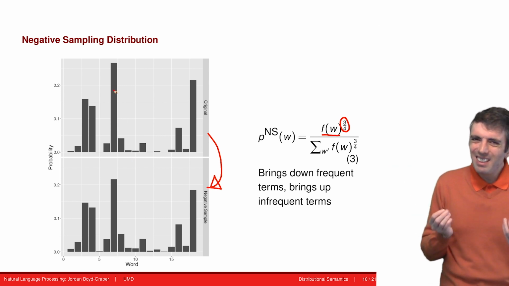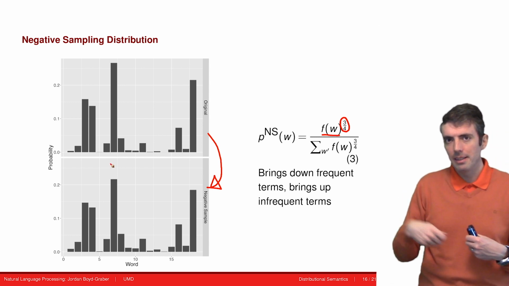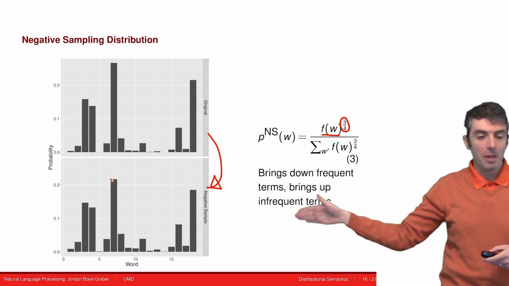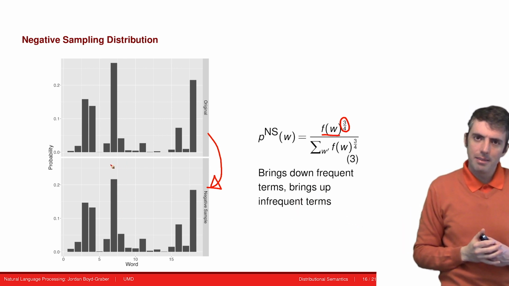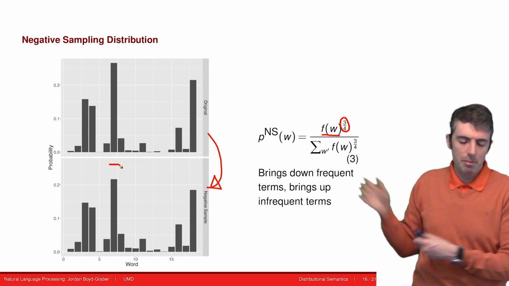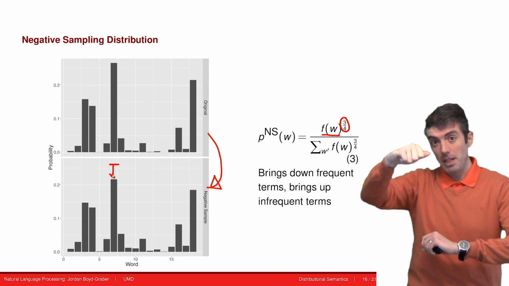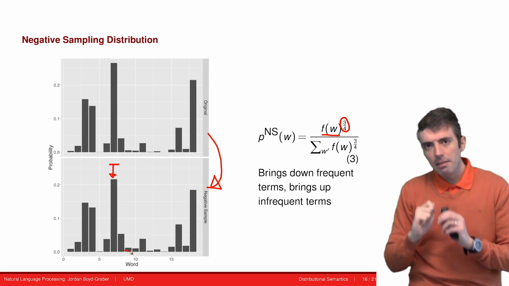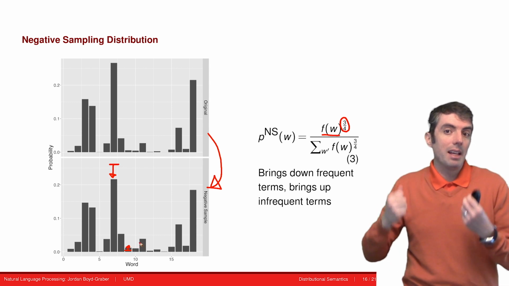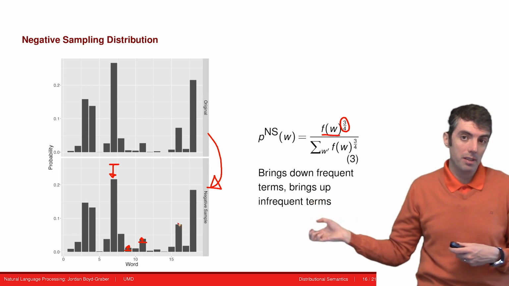So what does it do to the distribution when you raise it to the 3/4 power and then normalize it? Here's an original distribution, and here is a distribution raised to the 3/4 power and normalized. Take a look at what's happening here. The y-axis is the same length in both of these plots. You can see that the most frequent terms are being brought down, and the infrequent terms are being brought up a little bit.